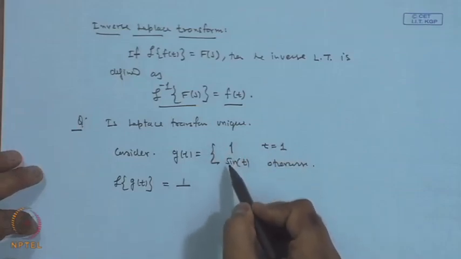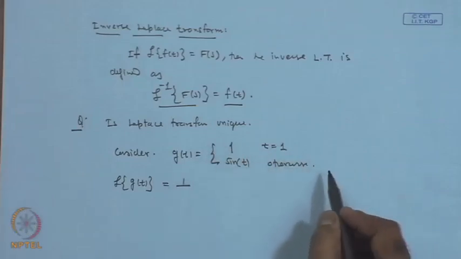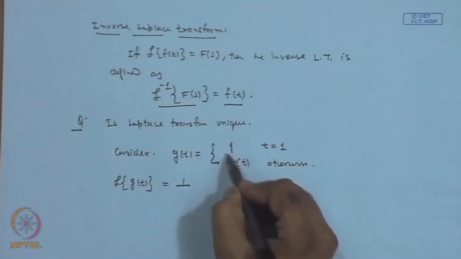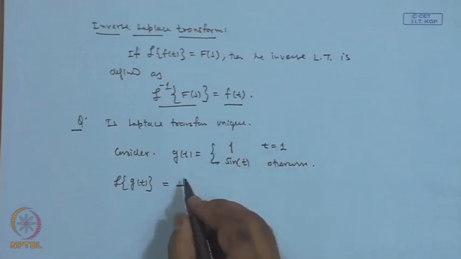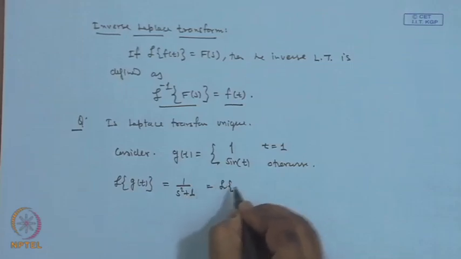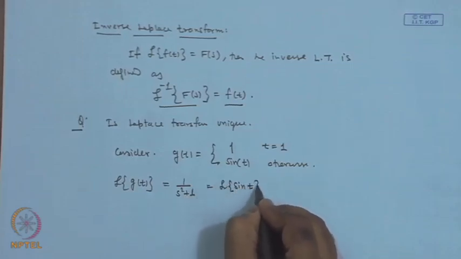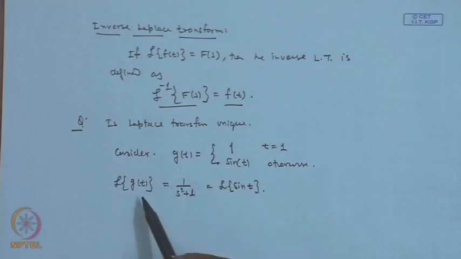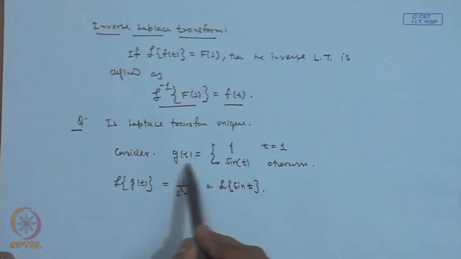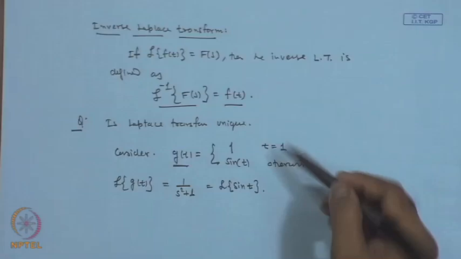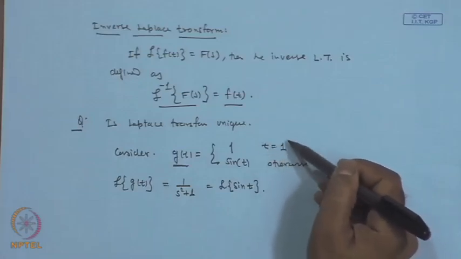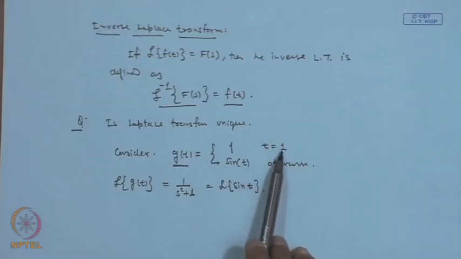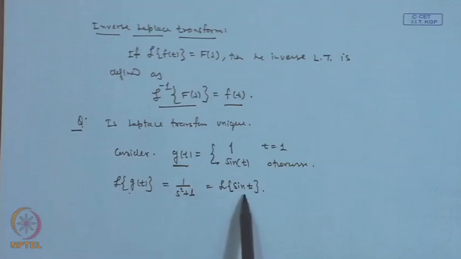Now in this case, what will be the Laplace transform of g(t)? Again, we integrate from 0 to infinity e^(-st) sin t dt. So this single point will not influence that integral. We will get simply 1 over s squared plus 1, which is the Laplace transform of sin t. So what we see from here is that if functions differ at finitely many points, then the Laplace transforms of those functions are the same.